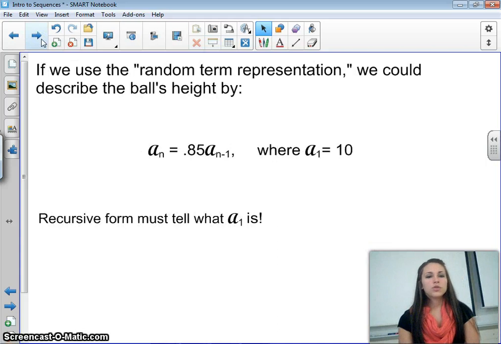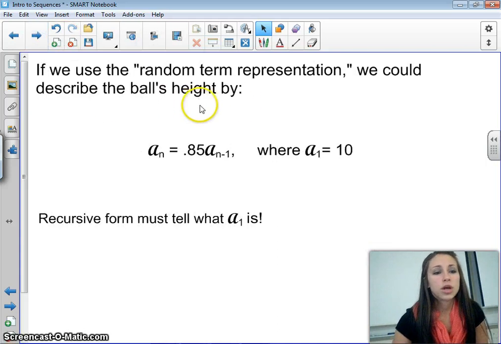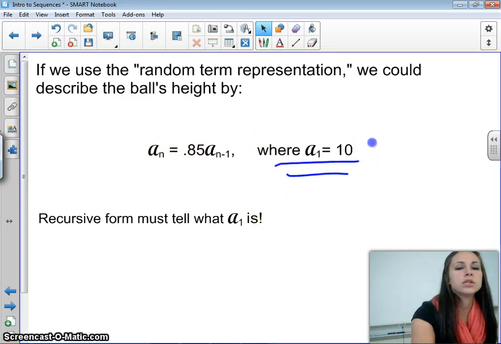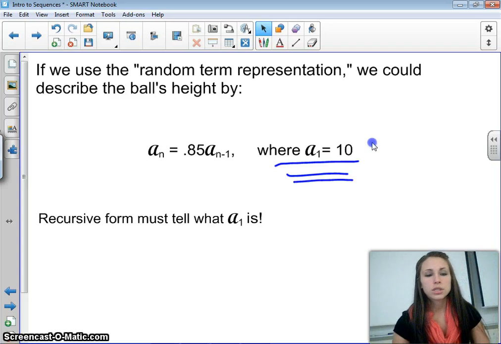So, if we use the random term representation, we could describe the ball's height by saying this. a_n, so after a random number of bounces, I'm just going to take 85% of whatever the term was before this one. And so the key is that you have to tell me where it starts. If you don't tell me where it starts, then it really is not doing any good. So if you just have this as an answer when I ask you to write a recursive sequence and you don't have this, no good. It's not right. So you have to tell what A1 is.